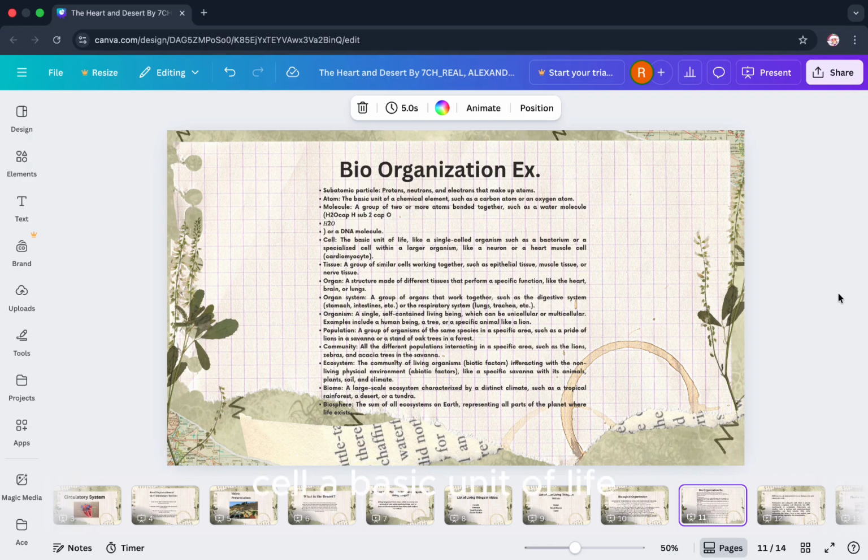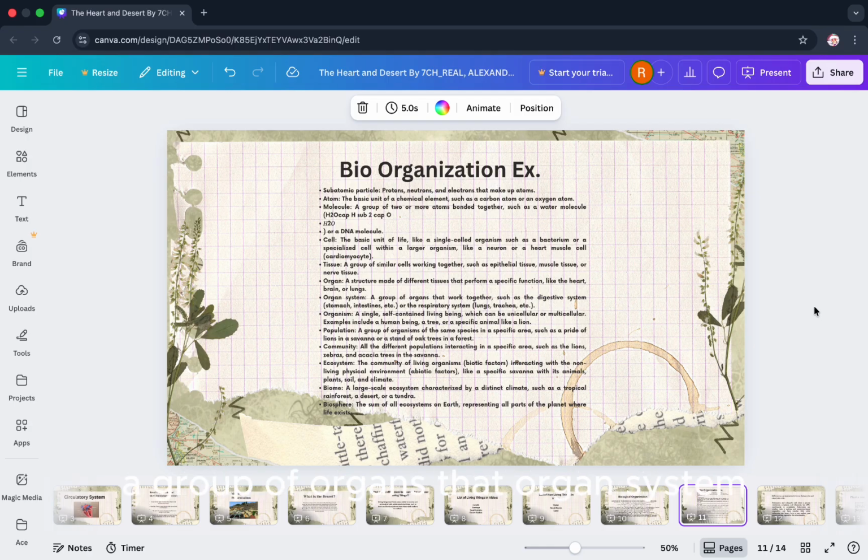Cell, a basic unit of life, like a single-celled organism, such as bacterium, or a specialized cell within a larger organism, like a neuron or a heart muscle cell, or cardiomyocyte. Tissue, a group of similar cells working together, such as epithelial tissue, muscle tissue, or nerve tissue. Organ, a structure made of different tissues that perform a specific function, like the heart, brain, or lungs.